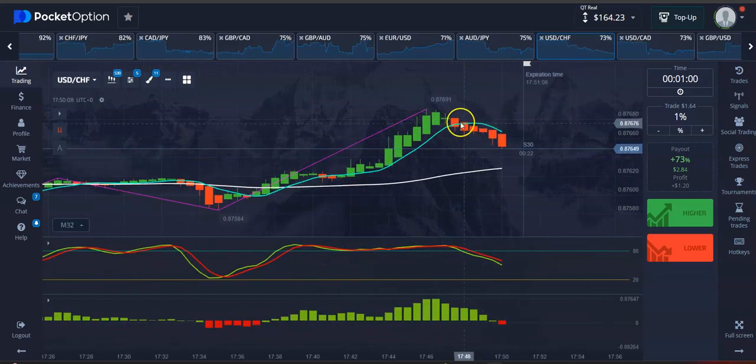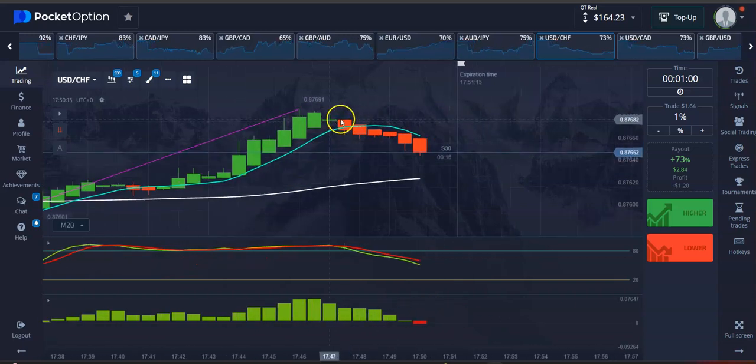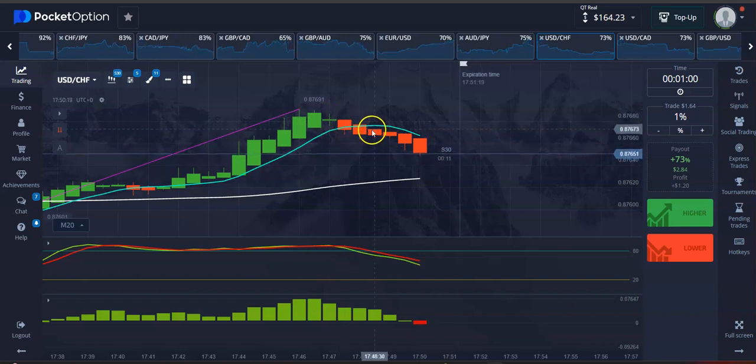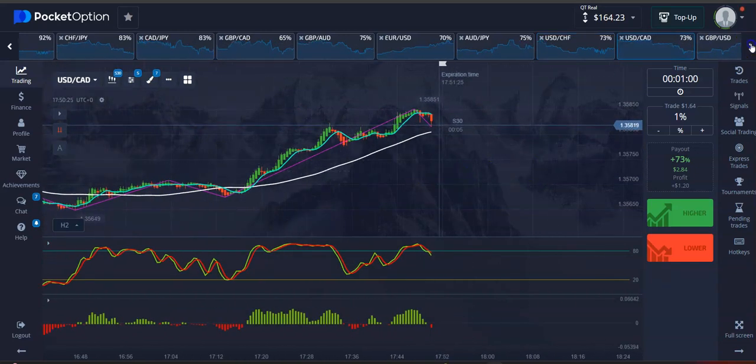Okay, this one would be a good one. So as you can see right here, it pumped. We had a doji candle right here, and then a red candle showing that the trend has shifted, and from there it went down. But the candles, they're not really that big. So wicky.